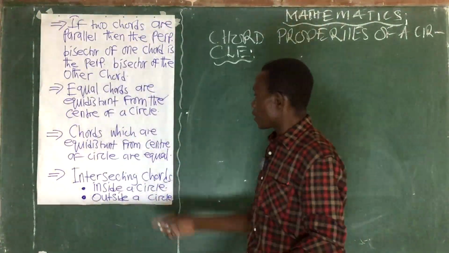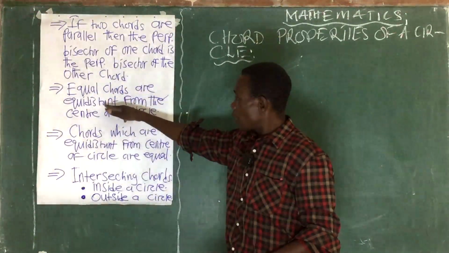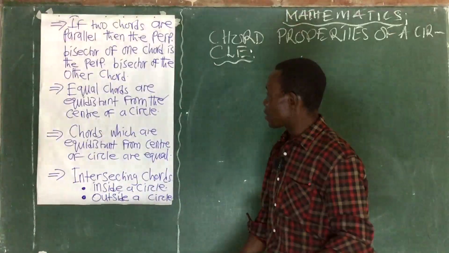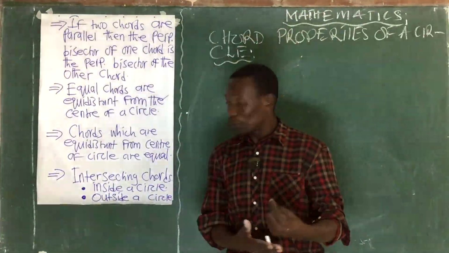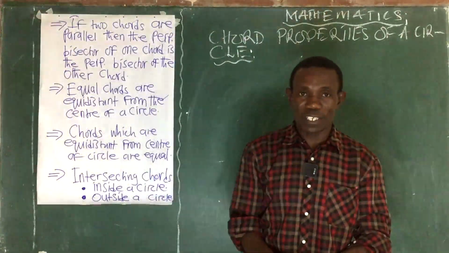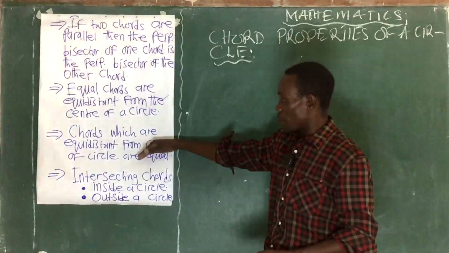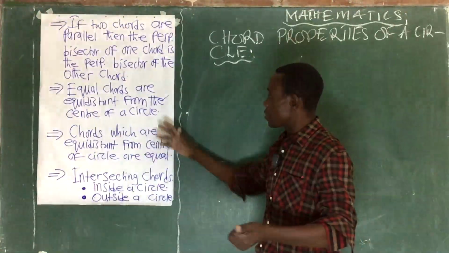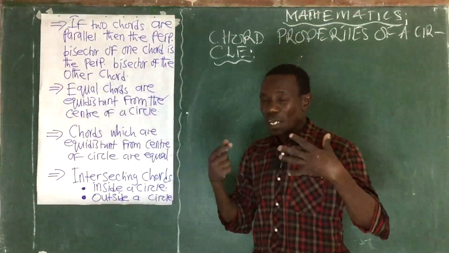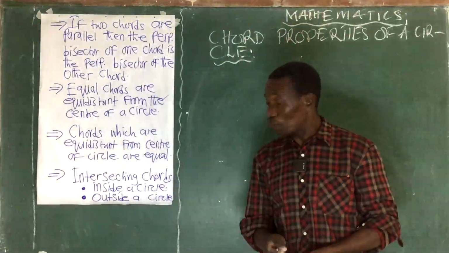And we're also going to discuss the converse of this one. If equal chords are equidistant from the center of the circle, then the opposite will be true. That is to say, chords which are equidistant from the center must be what? Equal. Right. So we are going to prove this theorem and this theorem. Is this really true? So we always gain the truth after we have done the proof.